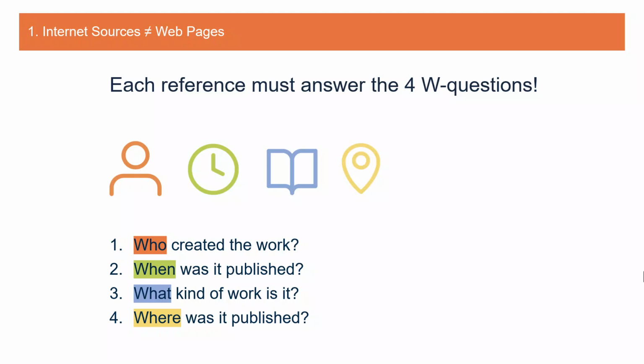And that's actually really helpful because that's a really easy thing to check. If you already have a reference list, you could just go through it reference by reference and check whether your references answer all 4 questions. If not, complete your reference. So that's a really easy way to eliminate this kind of mistake.